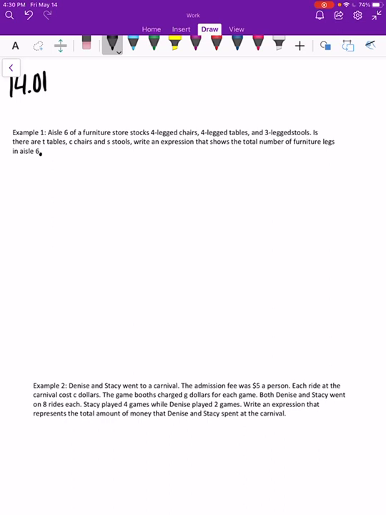If C is chair, I'm going to do this. Chair equals C. And they have 4 legs, right? So each chair has 4 legs. You can also write this as 4C.